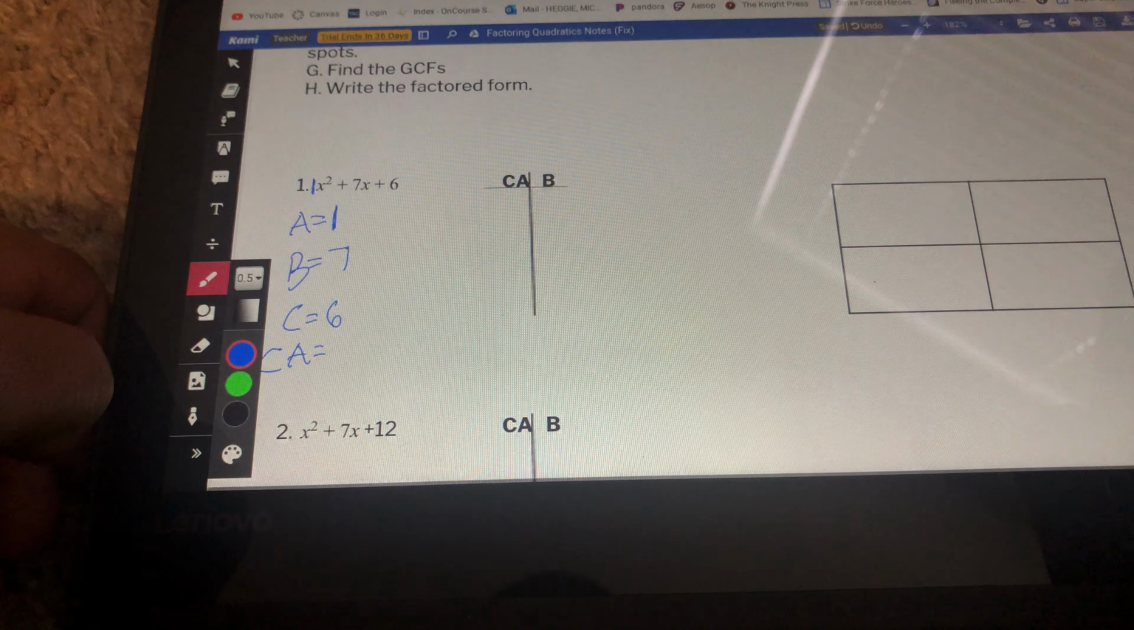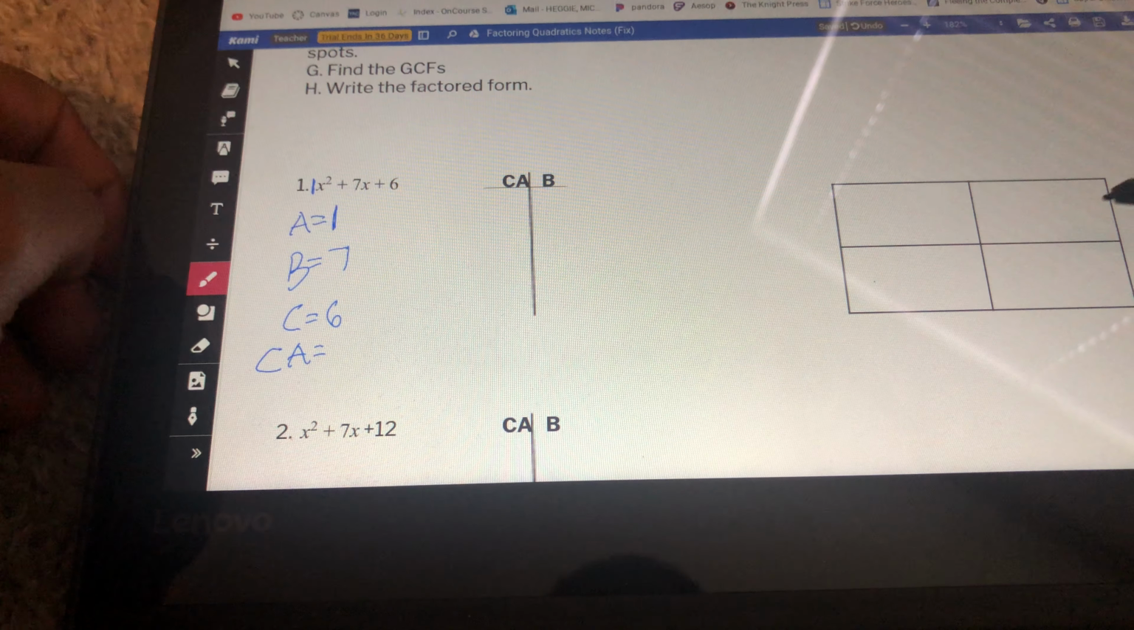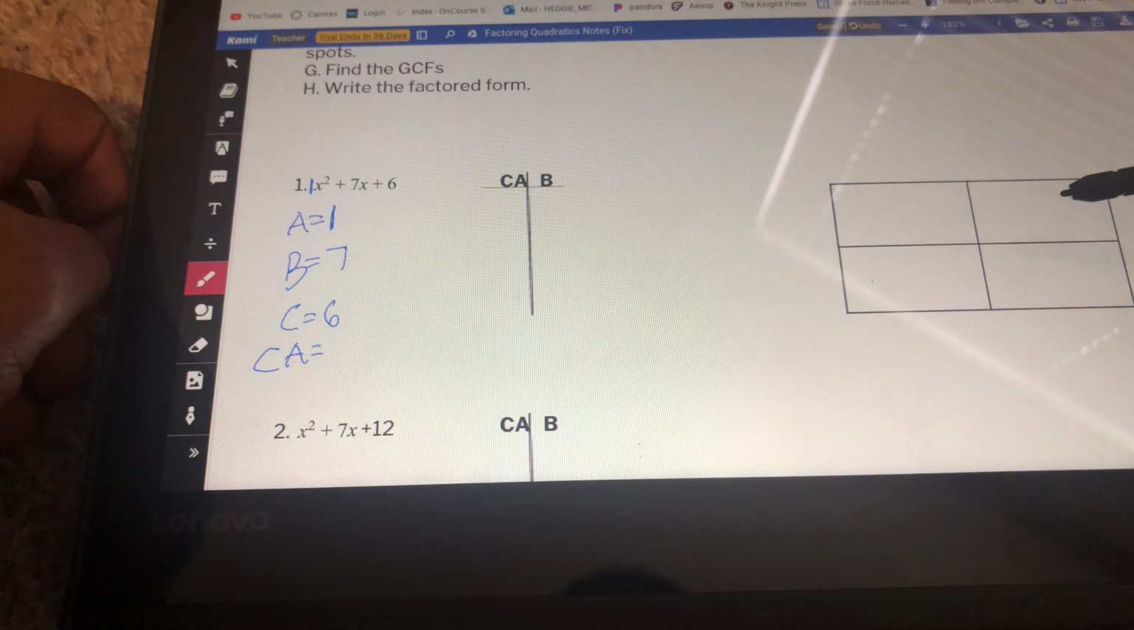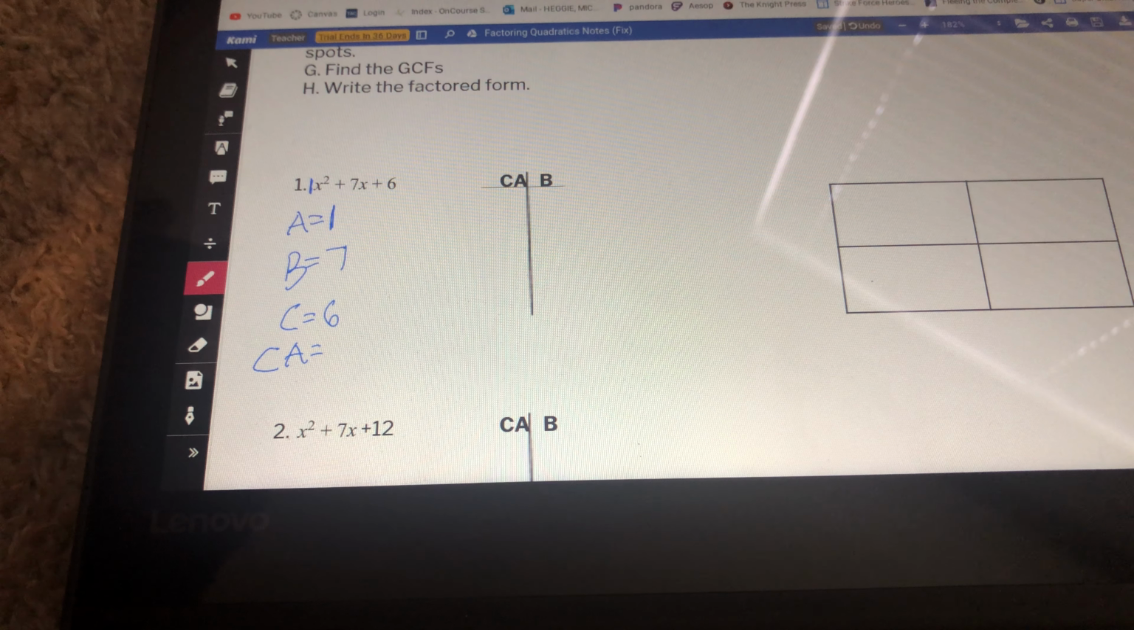Okay, so there's two things we're going to use when we factor. We're going to use this right here, which is called a CAB table, and we're also going to use this box over here. Okay, those are the two things that we're going to use to get our factors, and then we'll get our answer.